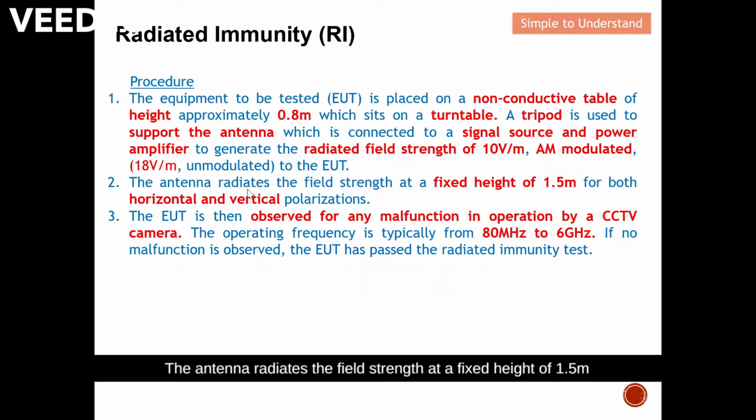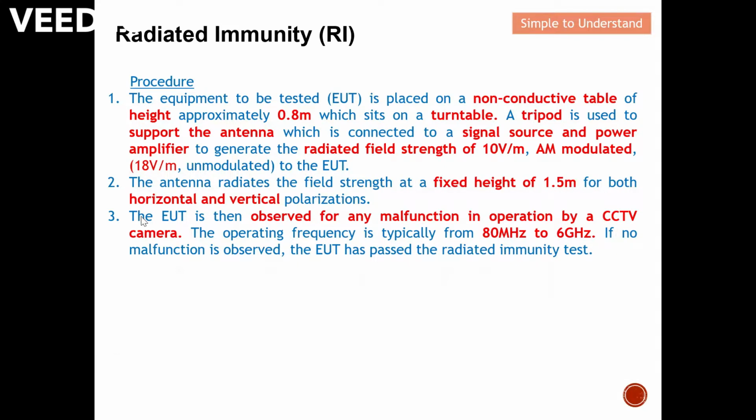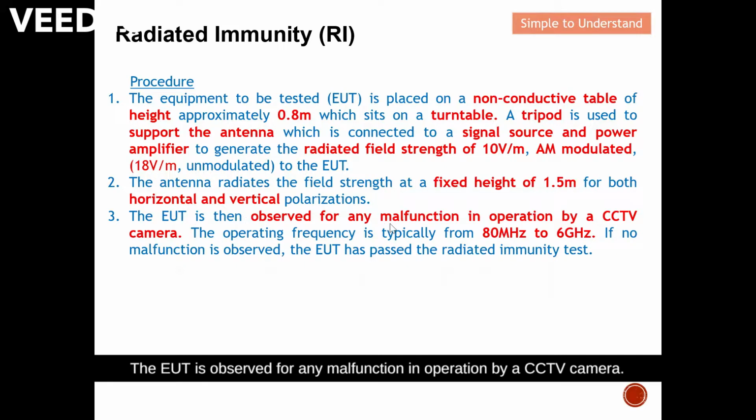The antenna radiates the field strength at a fixed height of 1.5 meters for both horizontal and vertical polarization. The EUT is observed for any malfunction in operation by a CCTV camera. The operating frequency is typically from 80 MHz to 6 GHz. If no malfunction is observed, the EUT or DUT has passed the radiated immunity test.